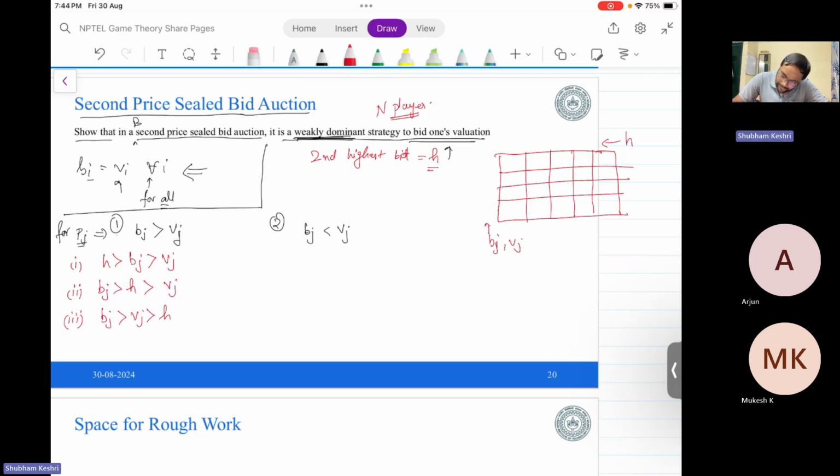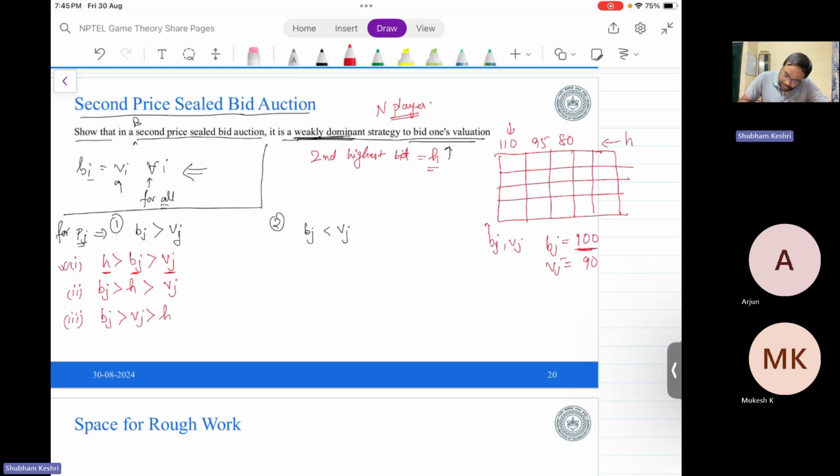So suppose over here we have h as 110, another condition when h is 95, another condition when h is 80. So when bj is equal to 100 and vj equals 90, what is the case? You see, when h is 110, bj is equal to 100 and vj is 90, we are in case 1.